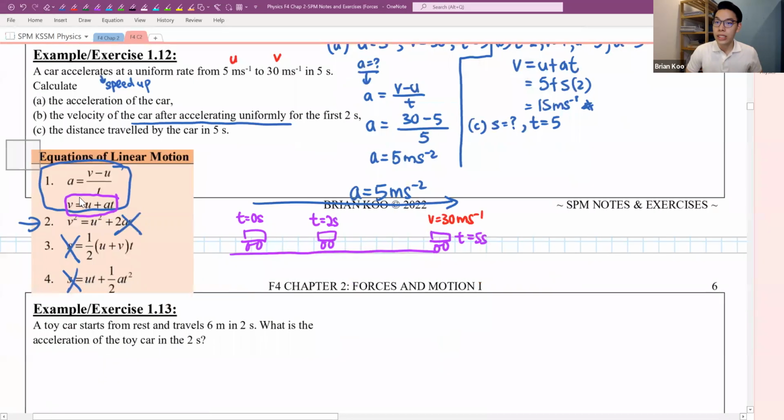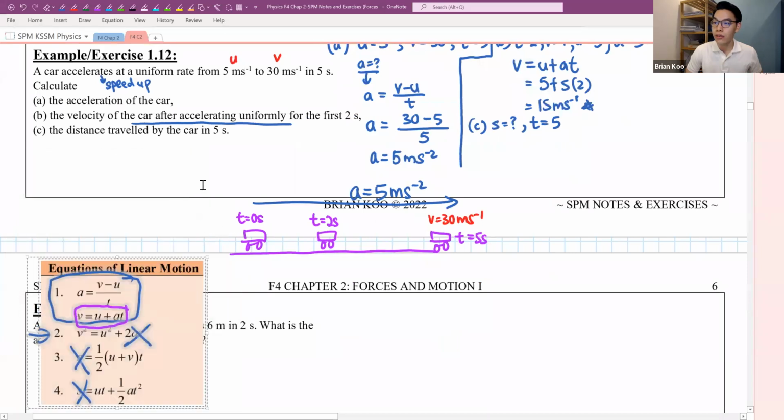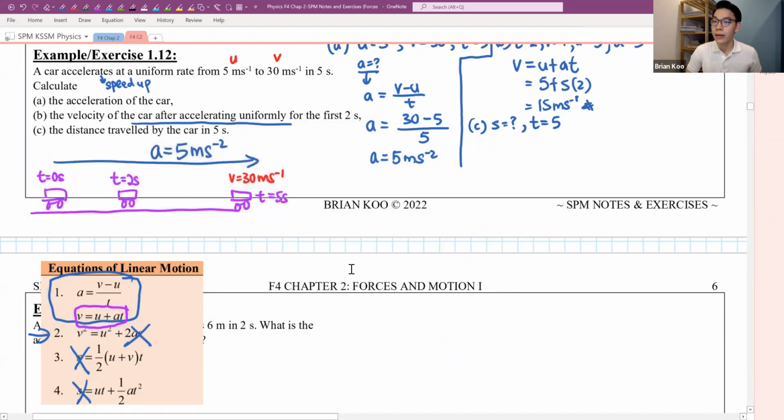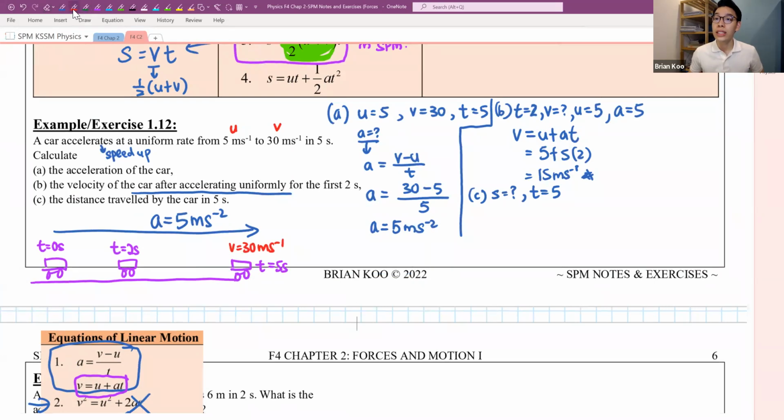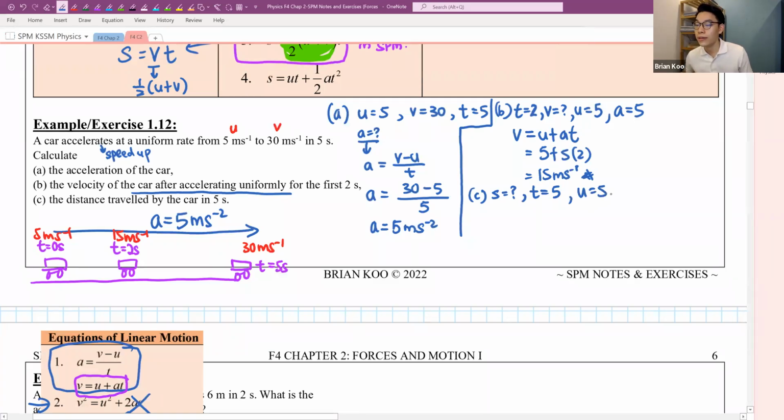If you want, you know this space down here, maybe you can draw this simple little diagram so that next time you refer back, you know what's going on. At 2 seconds, the velocity is different. This one we just found out is 15 meter per second. This one we know is 5 meter per second. This one is 30 meter per second. So it depends on which time you are looking at. Which means U is equal to 5 meter per second. We actually have the V also, which is 30 meter per second.